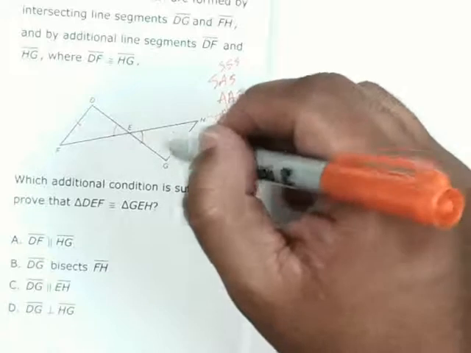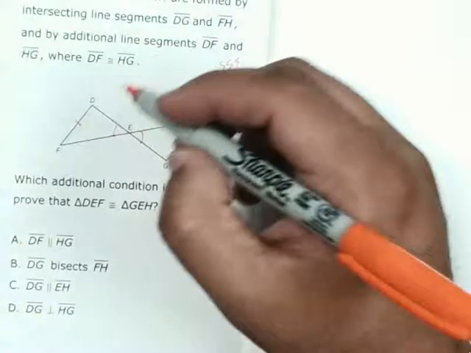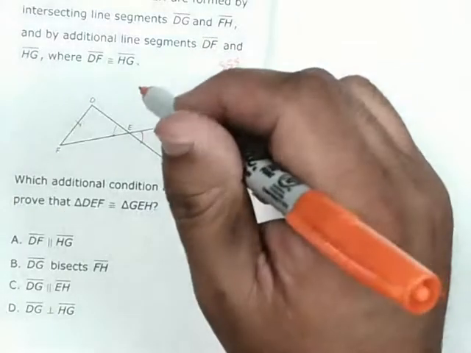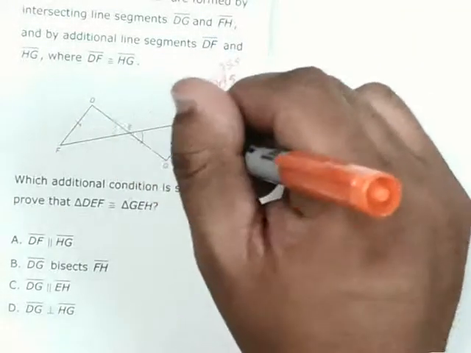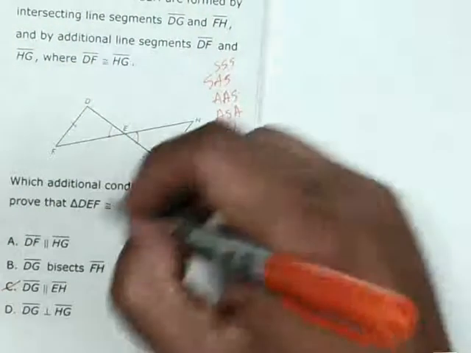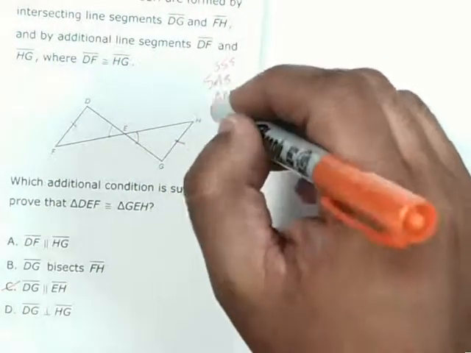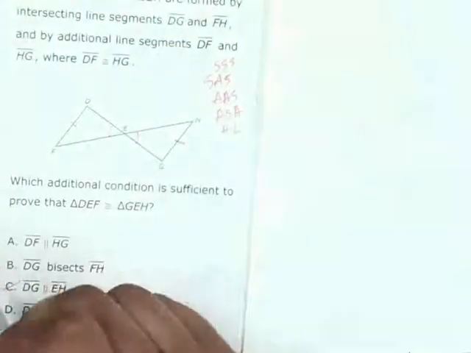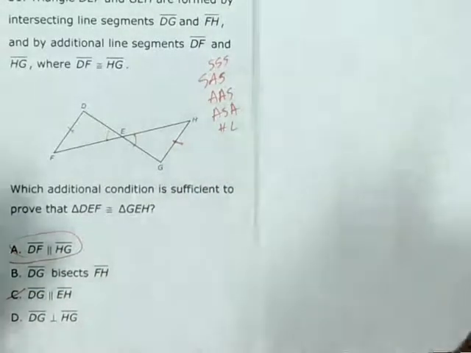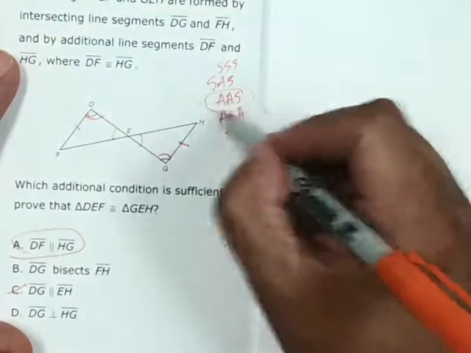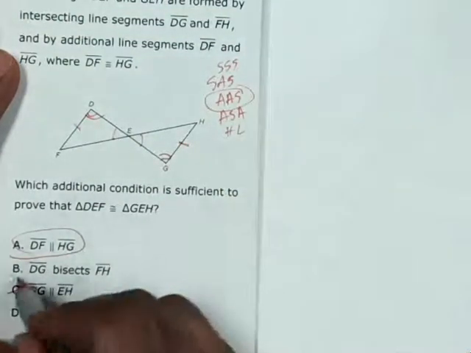If DG bisects EH, would you be able to use that? DG is parallel to EH. That wouldn't make sense because they would intersect, and I cross that out. DG is perpendicular to HG. Right, so looking at this, the only one that would give me a guarantee that I could use one of these 5 would be A, because that would give me a pair of alternate interior angles, and I would be able to use angle, angle, side. So those two would be out.